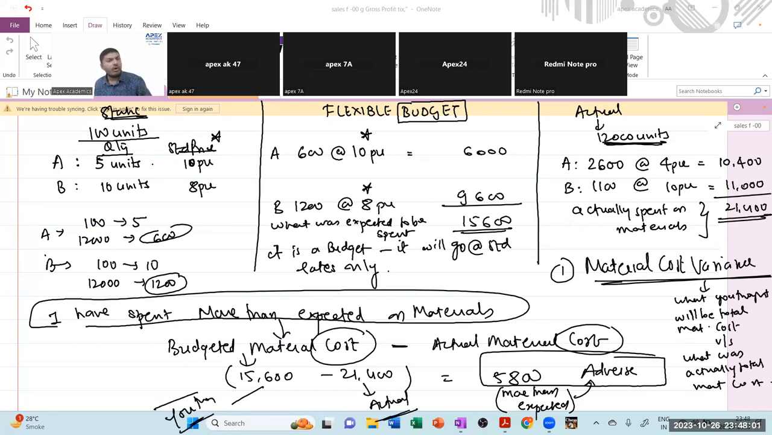So you spent more, it is bad, and hence it is adverse. So you have finished material cost variance. Now, of course, for material cost variance, I have to give you a formula. So first thing, very important that you have to do is take a screenshot of this much part, and I will write down the formula for you.